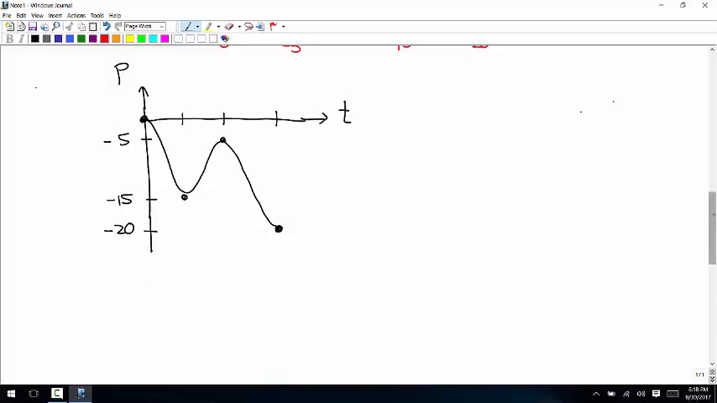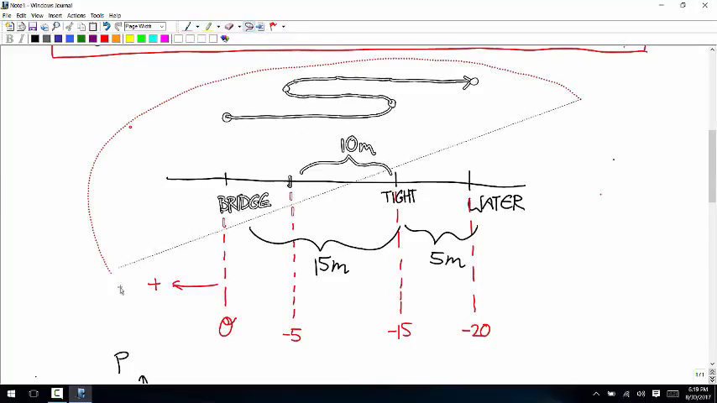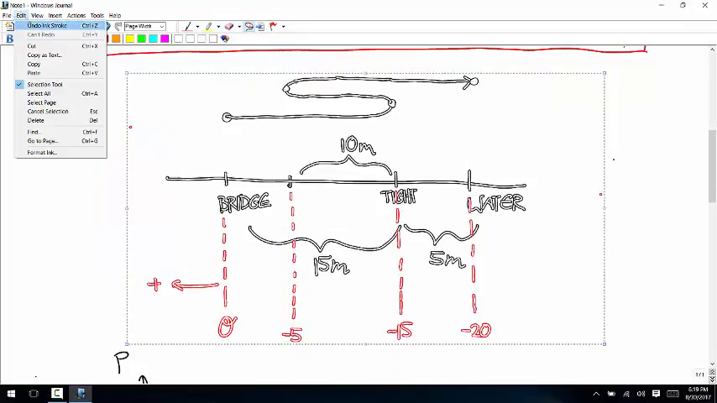So let's do this. I'm going to take this and I'm going to erase all the labels.